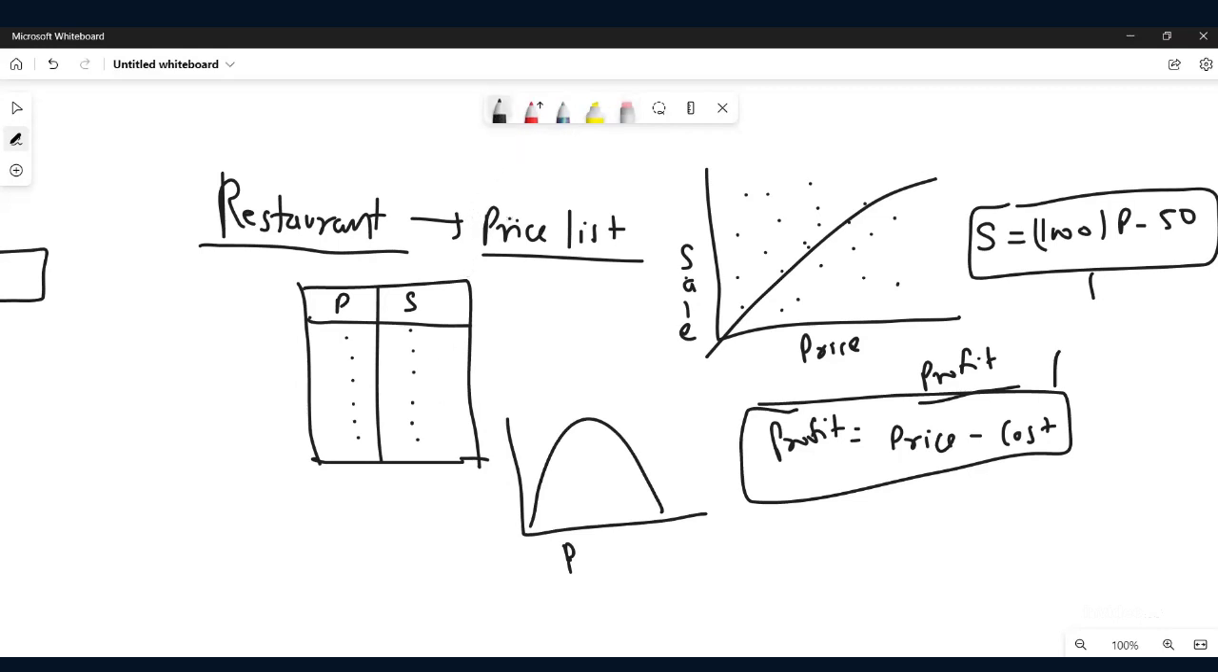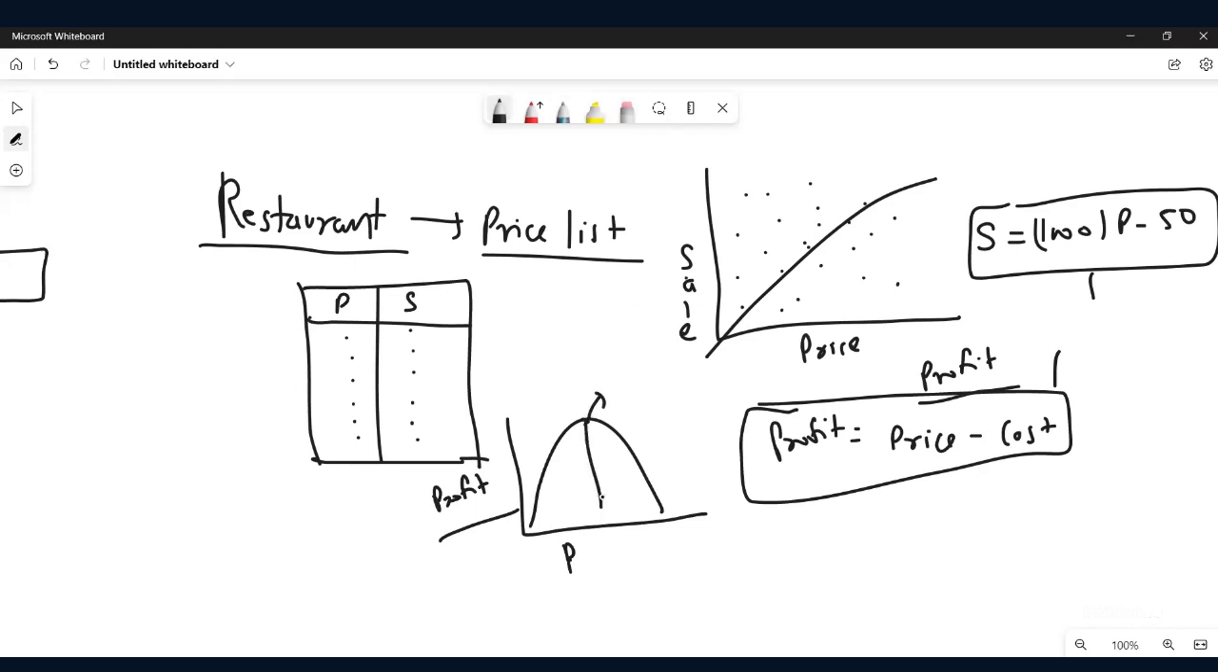Sales is to price a linear equation. So price is to profit. Because sales also vary with price, so profit will vary too, right? So at this point I find out that my profit is maximum.